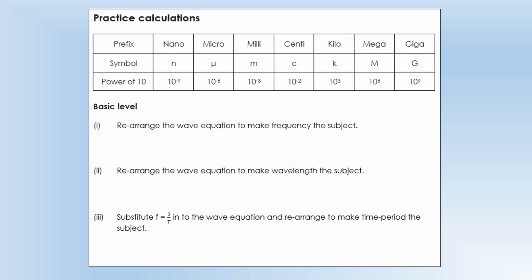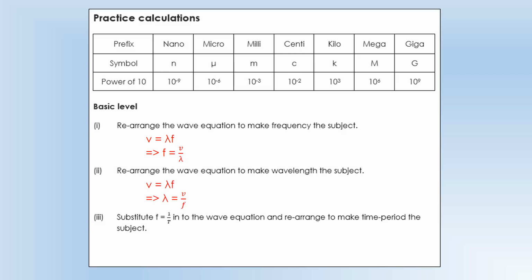Let's first of all do some basics with the wave equation to make sure we know what we're doing with it. For the first thing, we want to rearrange to make frequency the subject. So it's in its normal form. The wave equation is speed is wavelength times frequency. So you can see at the moment frequency is multiplied by wavelength. So I'm going to divide both sides of the equation by wavelength to isolate the frequency, and that's the form we end up with. If you want to make wavelength the subject instead, we're going to divide both sides by the frequency, because that would leave wavelength by itself there.